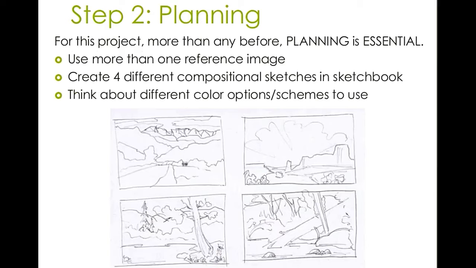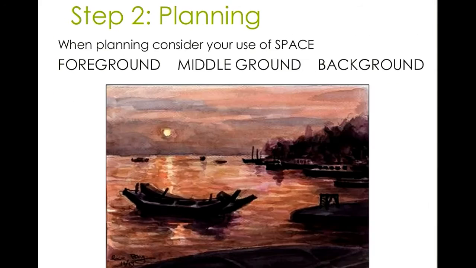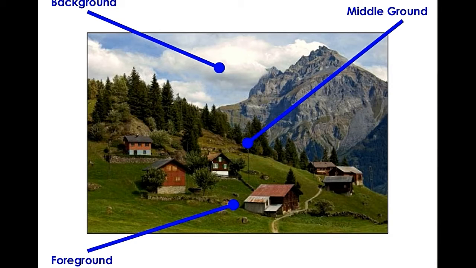Step 2. Planning. For this project, more than any before, planning is essential. Use more than one reference image. Create 4 different compositional sketches in the sketchbook. Think about different color options. When planning, consider your use of space: foreground, middle ground, and background. Here, you can see the background is the farthest, the middle ground is in the middle, and the foreground is in front.